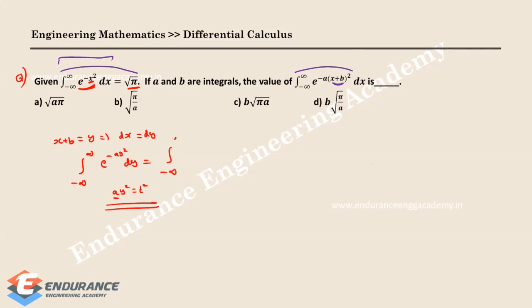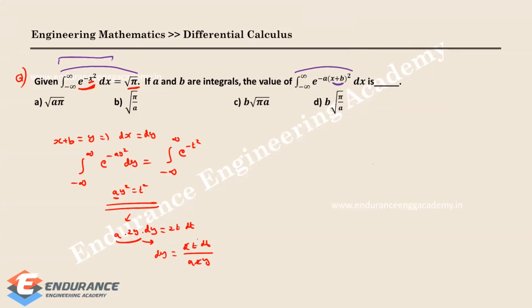So this becomes the integral from minus infinity to infinity of e to the power of minus t square. If this is the case, what about the differentiation? If I differentiate a into y square, it gives a into 2 times y into dy, and this will be equal to 2 times t into dt. So I can do the rearrangement. I want to replace dy, so dy will be equal to 2 times t dt by a into 2y. Am I right? So 2 and 2 can be cancelled.